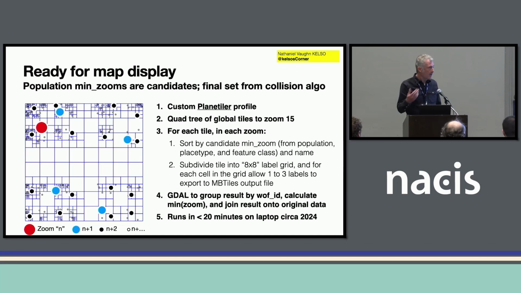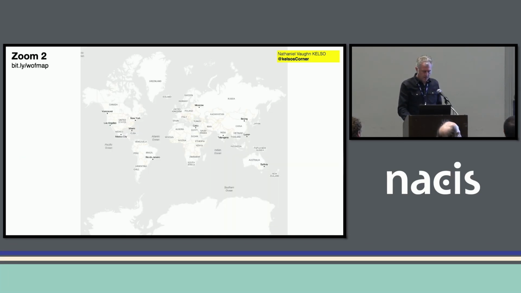and then we just do some statistics on it, saying which is the earliest zoom this feature was allowed to actually show up after the server-side collision, and then we apply that back onto the original data set. So we're trying to take the output of something that is usually just a visual output and put it back into the database. And this runs in about 20 minutes. I can step through some examples here.